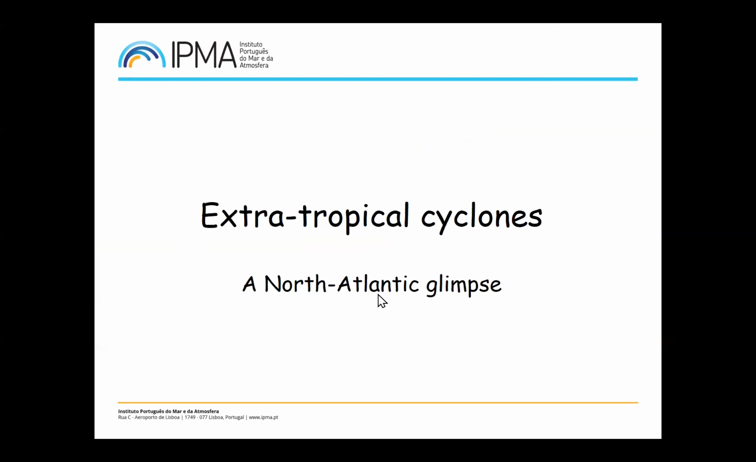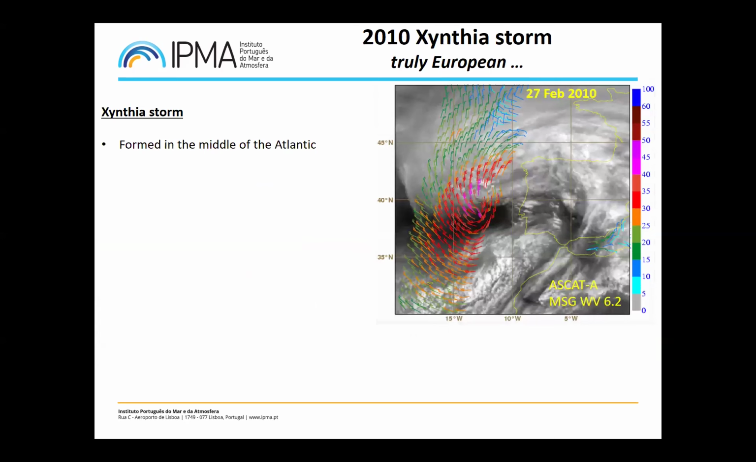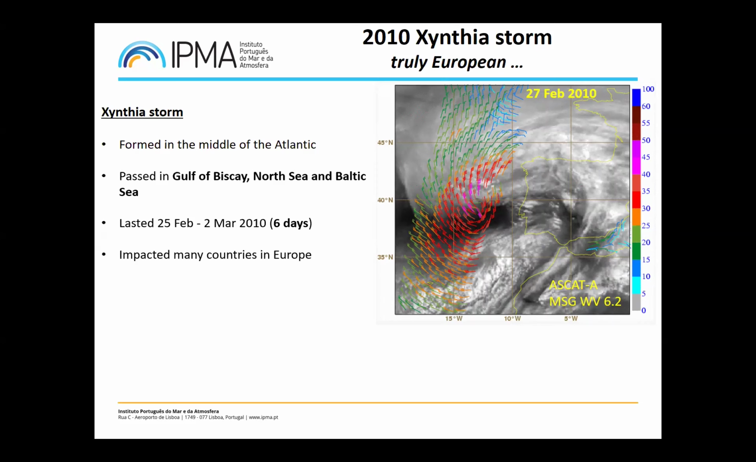Let's start with the extratropical cyclones and some glimpse at the North Atlantic. I will start with kind of an old storm. It's already 15 years now. So from 2010, it was Cynthia's storm. It was truly European because it formed in the middle of the Atlantic, but then it passed in the Gulf of Biscay, in the North Sea, and in the Baltic Sea. It lasted for 6 days between the end of February and beginning of March 2010. Impacted many countries in Europe, as I mentioned, and we could have 8 ASCAT views in different life cycle instances of this storm.